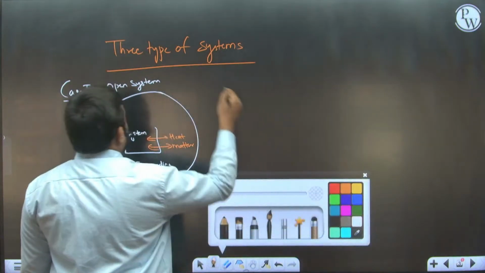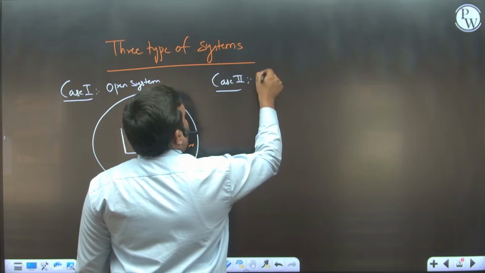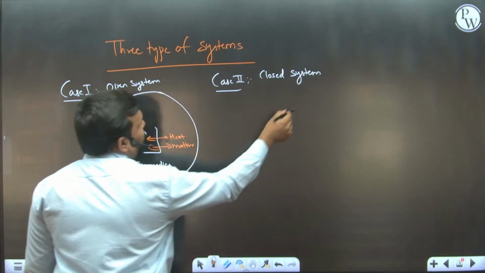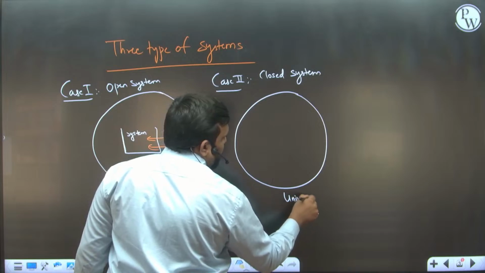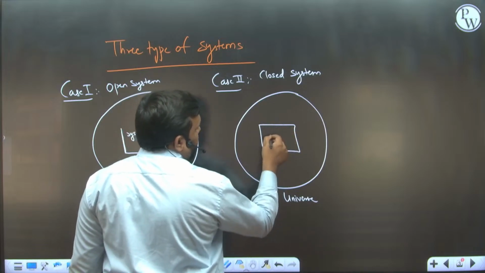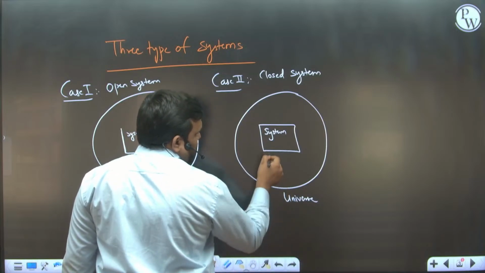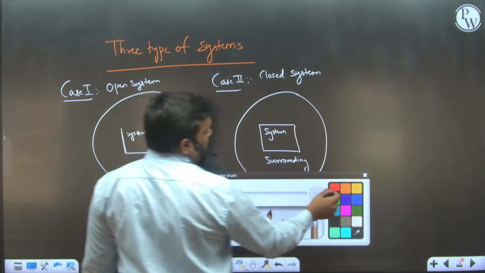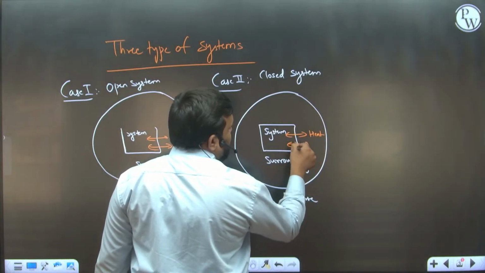Case 2, closed system. In this we will be having same, we are having this our universe. System in this will be completely closed, so all the walls are there. You can see system and universe will be like system plus surrounding. So in this you can see there will be only heat exchange over here. There will be no matter exchange.